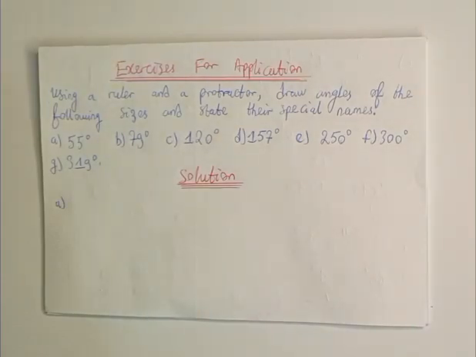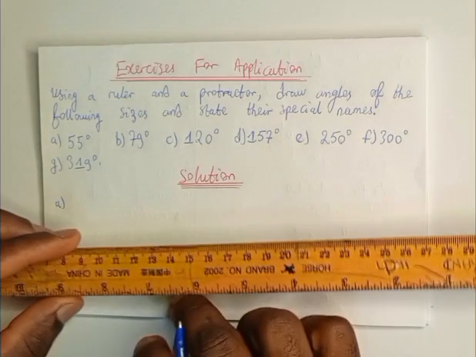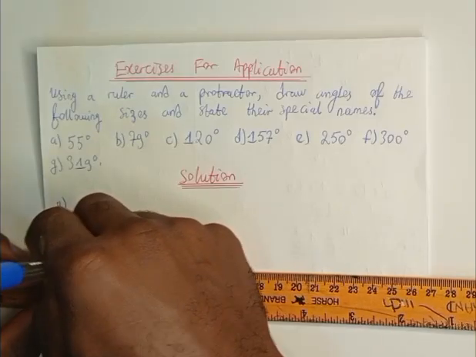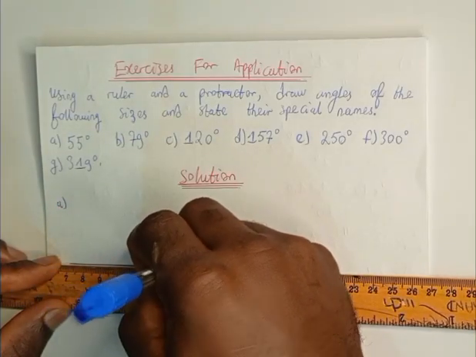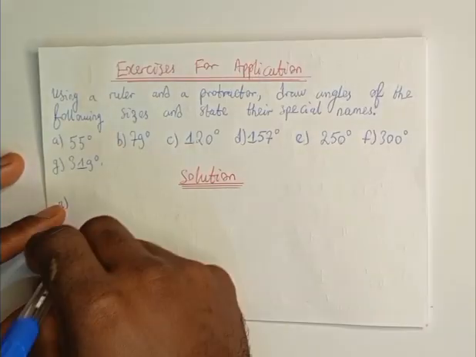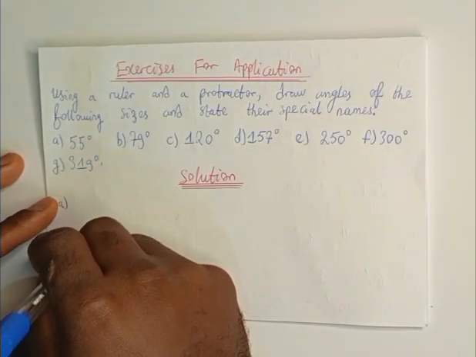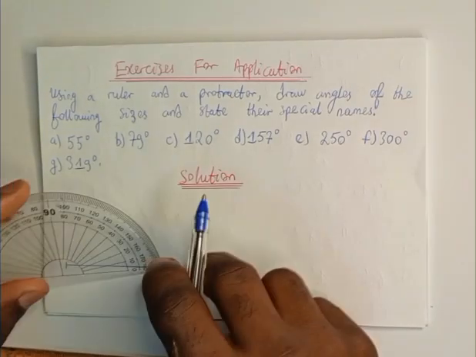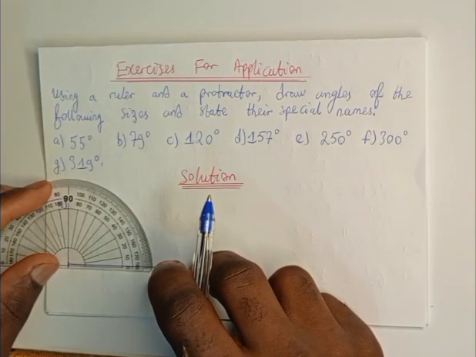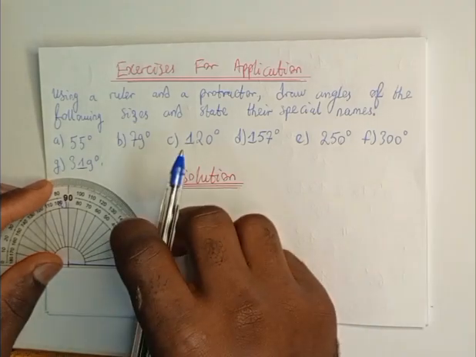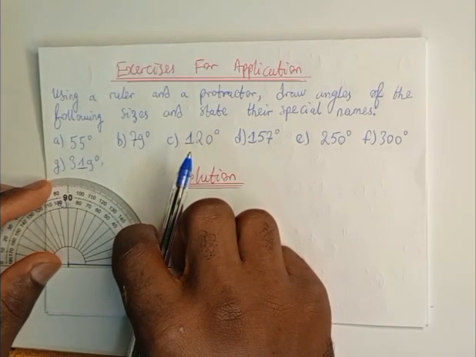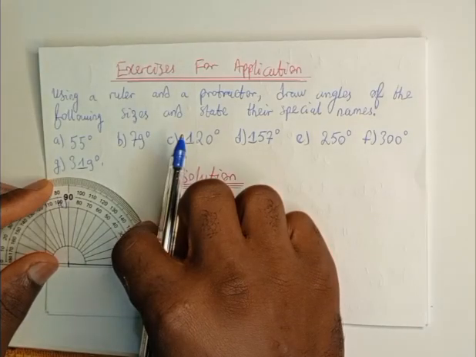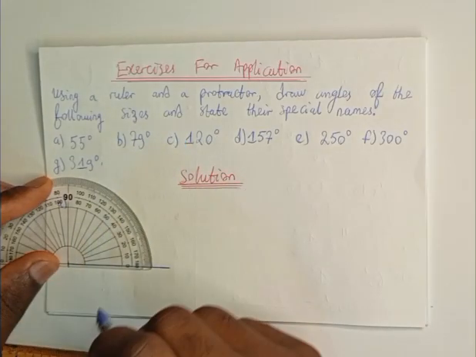First thing, we are going to start by drawing the initial line. This is our initial line. We put the initial mark, initial point. Then we place our protractor on the initial line. Control the zero mark to lie on the horizontal line, with the initial point of our protractor lying on the initial point of the line. Then we read 55 degrees.